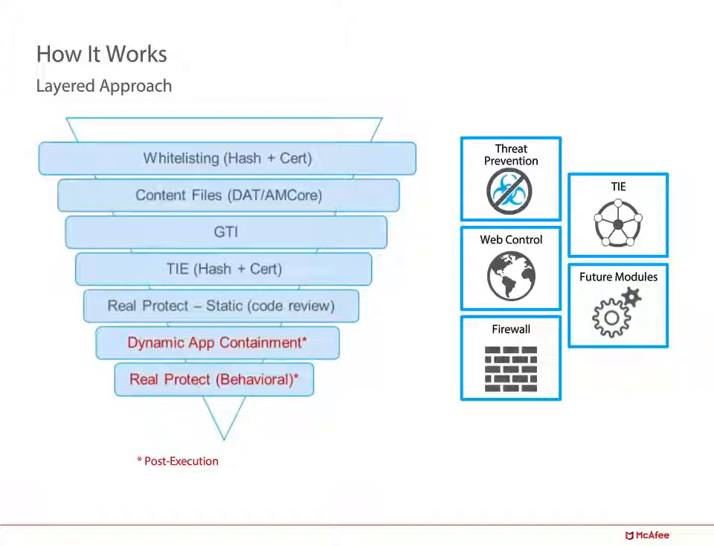The content files have to do with our AM core. We also call them malware signatures, exploit prevention content. It has lots of different names like DATs. Basically that all works with the scanning engine to say, what do you need to do when you see this particular file? How do I identify and handle that threat?